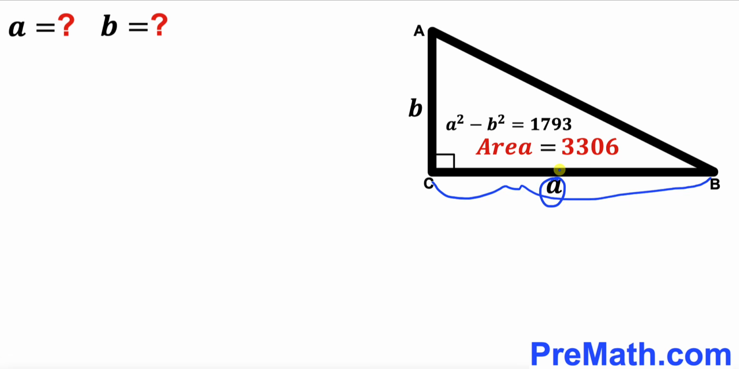Here we have this right triangle ABC, with its horizontal leg represented by lowercase a, whereas the vertical leg is lowercase b. As you can see in the diagram, a square minus b square is equal to 1793. Moreover, the area of this triangle is 3306 square units. Our task is to find the value of a, and the value of b as well, so that these two conditions are satisfied.